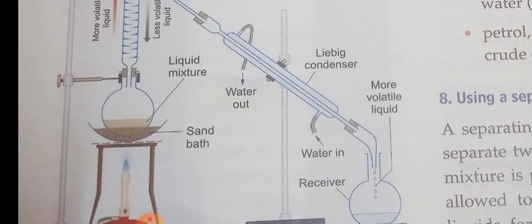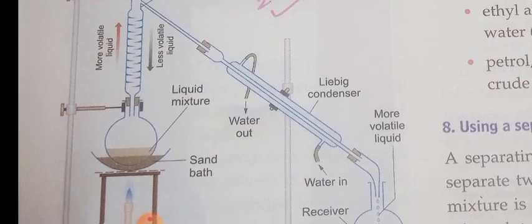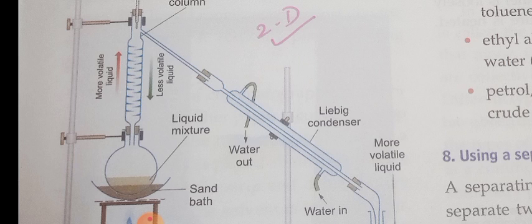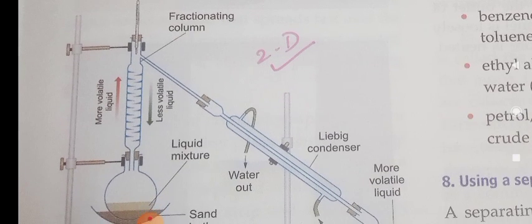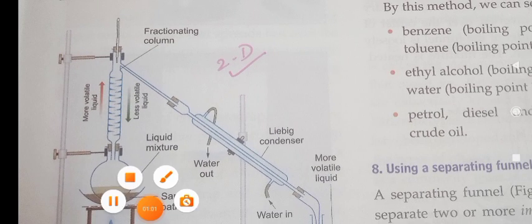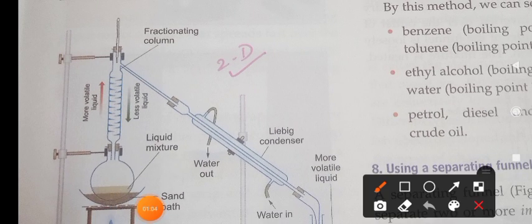The setup is similar to the distillation method. Here the distillation flask is covered with what is this, the fractionating column. In this fractionating column, the more volatile liquids first enter into it.